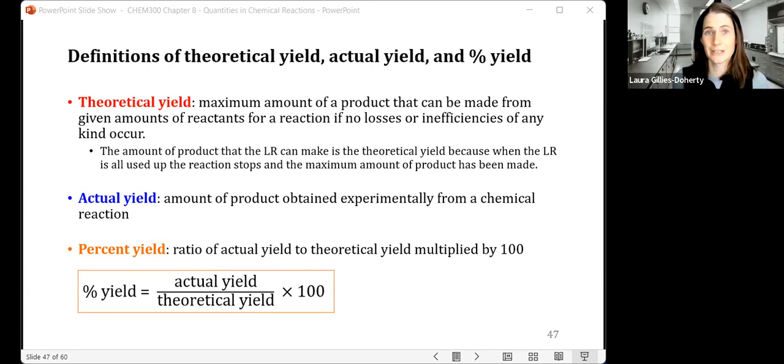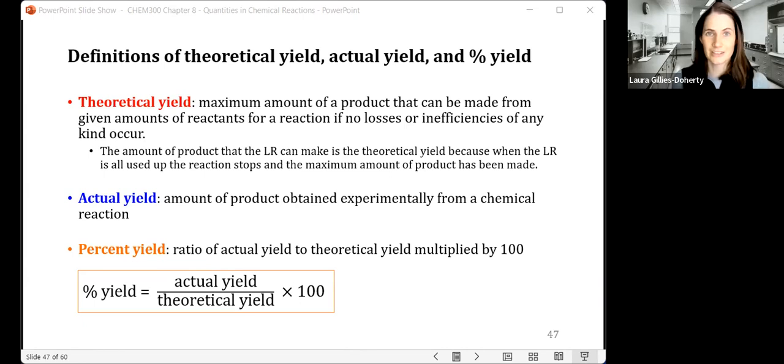So again, it's very common to get percent yields that are less than 100%. All that means is that your actual yield was less than your theoretical yield. Like you lost some of your product during the chemical reaction, or maybe you didn't transfer all of your reactants that you weighed out into the reaction vessel to do the reaction. That would also cause a low percent yield.